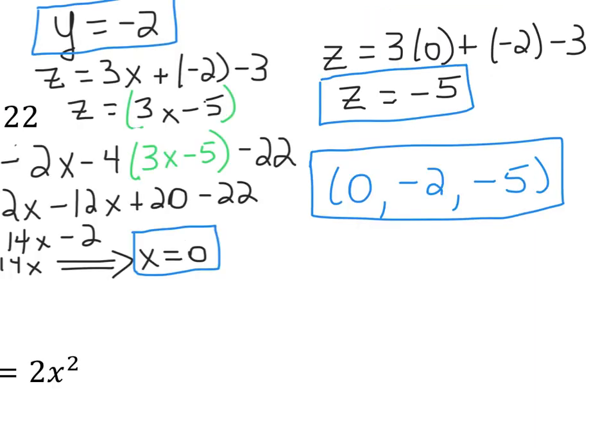All right, so when I plug in my -2 and my 0, and for z equals, I get z equals -5. So my solution set is 0, -2, -5.